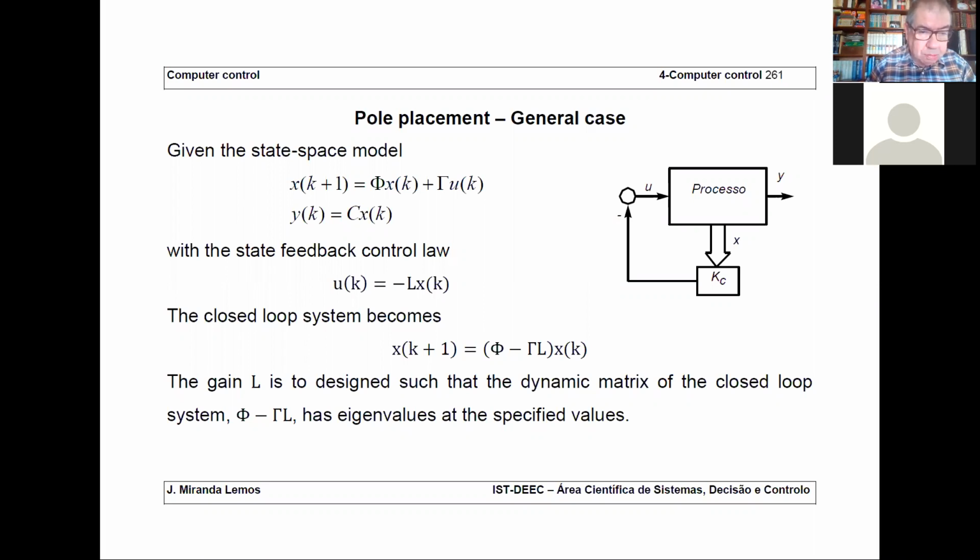So how do you compute the closed loop system? Well, you plug this feedback control law into the open loop model. So we replace u by minus Lx. And this is the state model for the closed loop: x of k plus 1 equals phi minus gamma L times x of k. So the new matrix of the dynamics in closed loop is no longer phi, but phi minus gamma L. And you want to select L such that the eigenvalues of this matrix, which are the poles of the closed loop system, are in prescribed positions.